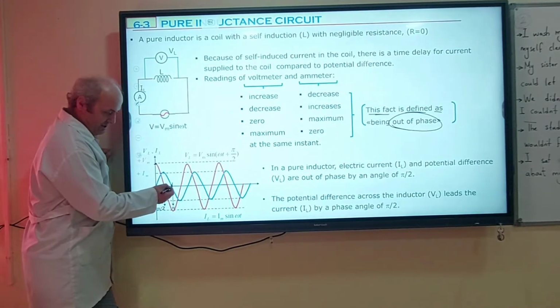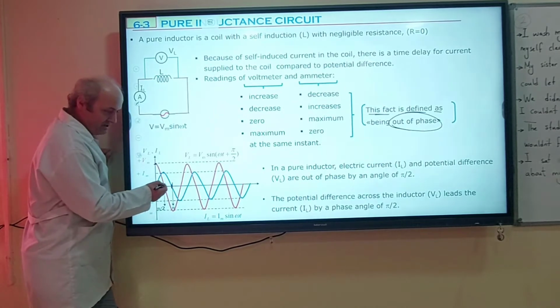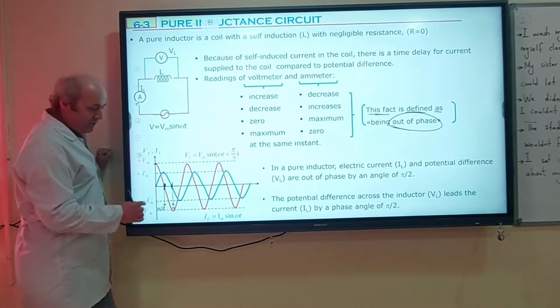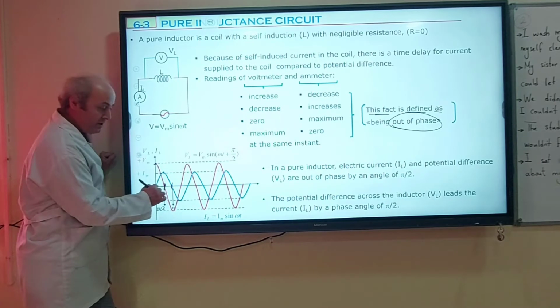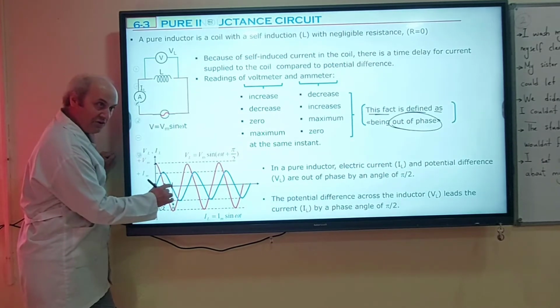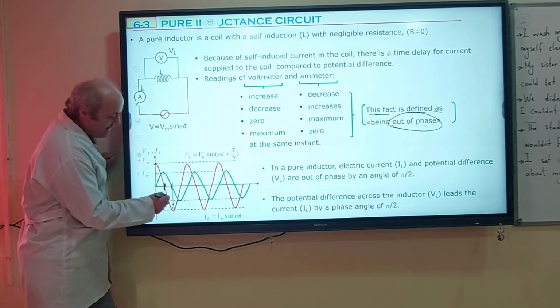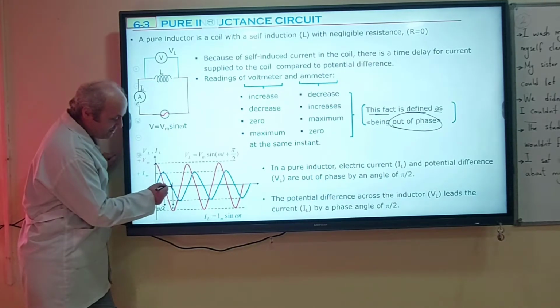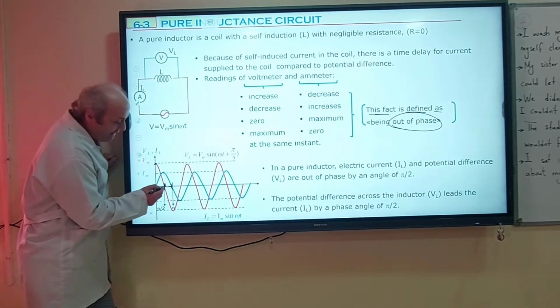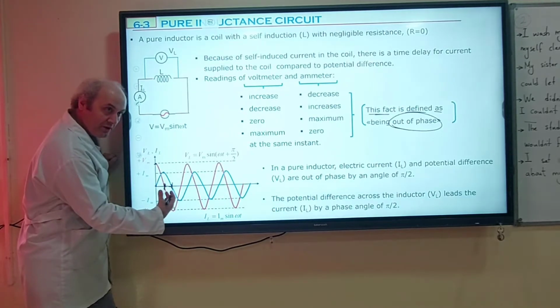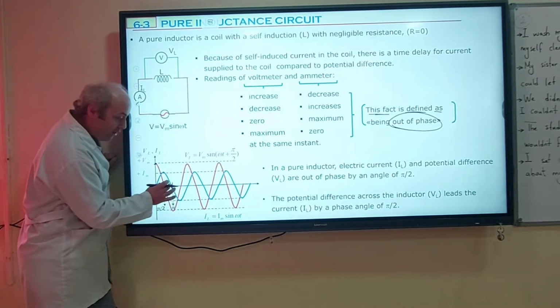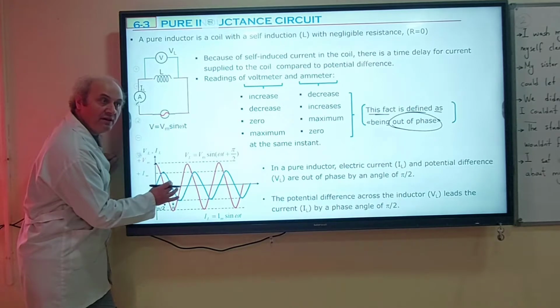Okay. Here the electric current is 0. Here the potential difference is 0. What is the angle between these 2 points? Half cycle is 180. Half of half? 90. So this angle is 90. The angle between these 2 points is 90. So electric current and potential difference are out of phase by an angle of 90 degrees.